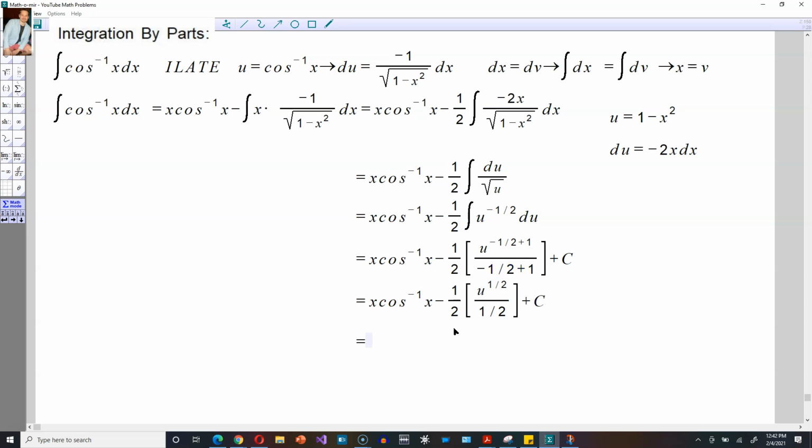Next stage again, I would have x cosine inverse x minus, and then here 1/2, and you're going to multiply, take the 1/2 from the bottom up top, so it becomes times 2 over 1 instead, and then it's going to be the square root of u and then plus c. And then from here this becomes x cosine inverse of x minus 1/2 times 2 over 1 is 1, and then the square root here of u, so that would be 1 minus x squared, and then plus c. Now here, by convention, nobody would write the 1 in this position. You kind of just drop it, and then this is the answer.